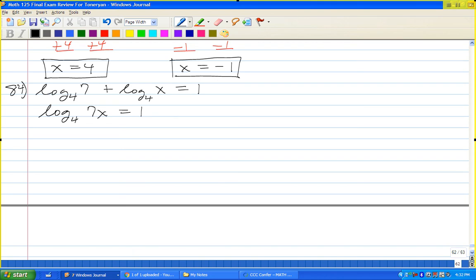Let's rewrite the logarithmic form in exponential form. The base is 4, the exponent is 1, and the result is 7x. Divide both sides of my equation by 7. So x is equal to 4 over 7.